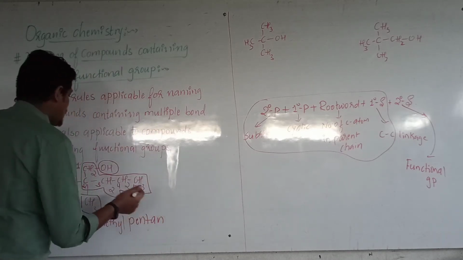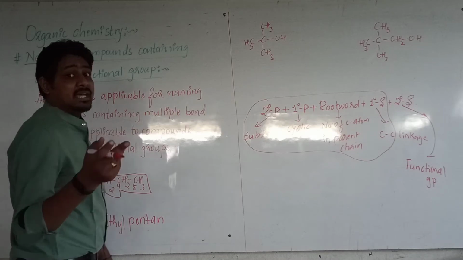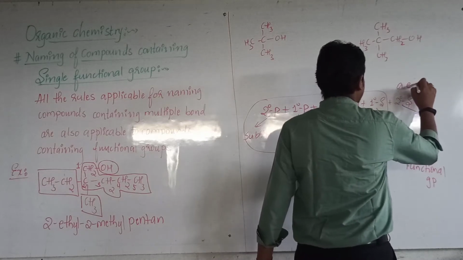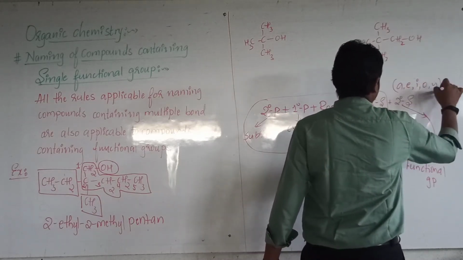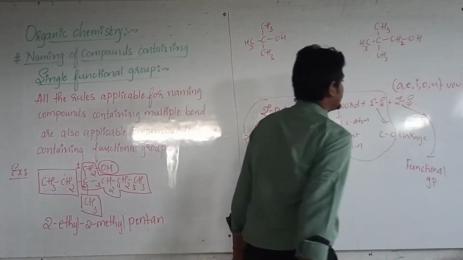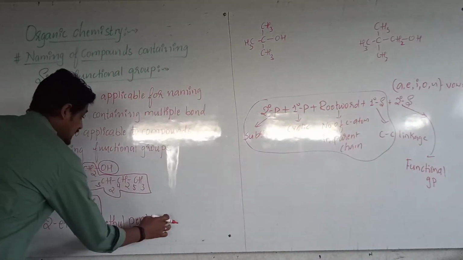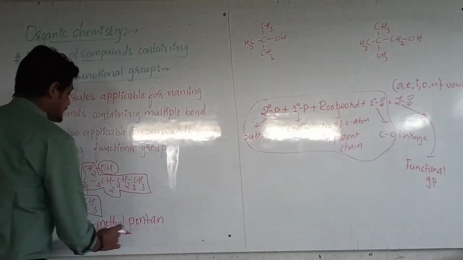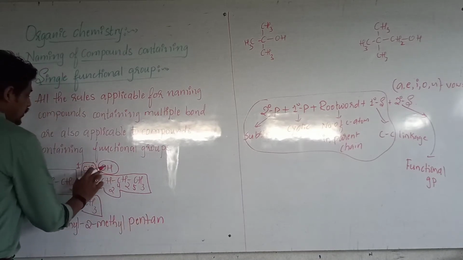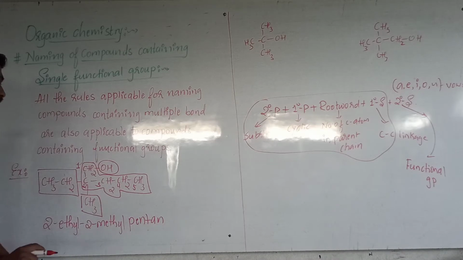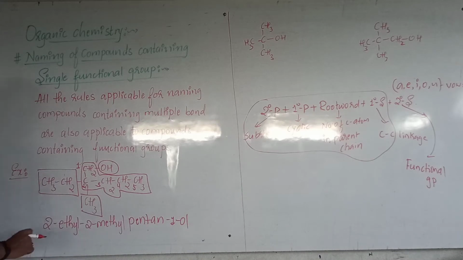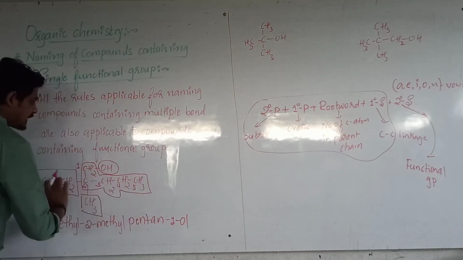Why is e dropped? Because whenever the secondary suffix starts with a vowel, A, E, I, O, U, the e of the primary suffix is dropped. This we have also studied. So pentan. Then you have to indicate the position of the functional group. It is present at the first carbon atom, so pentan-1-ol. So the name of this compound is 2-ethyl, 2-methyl, pentan-1-ol. Five carbon atoms, single bonds.